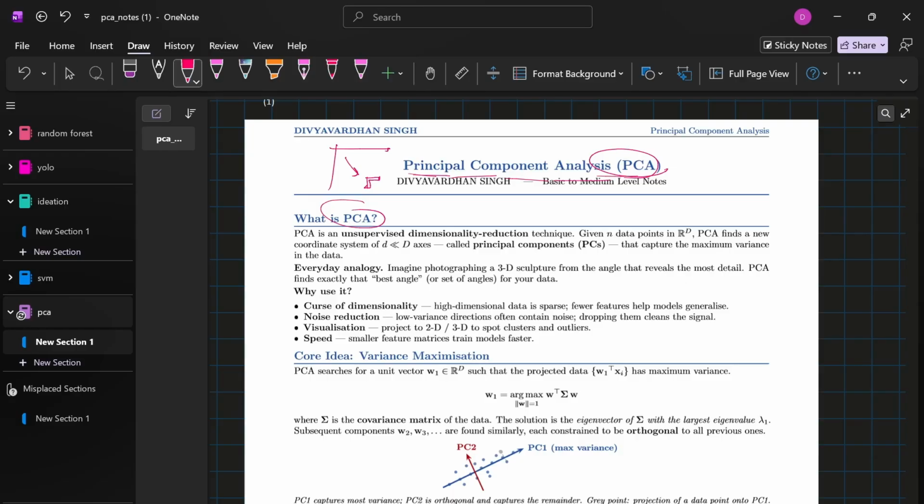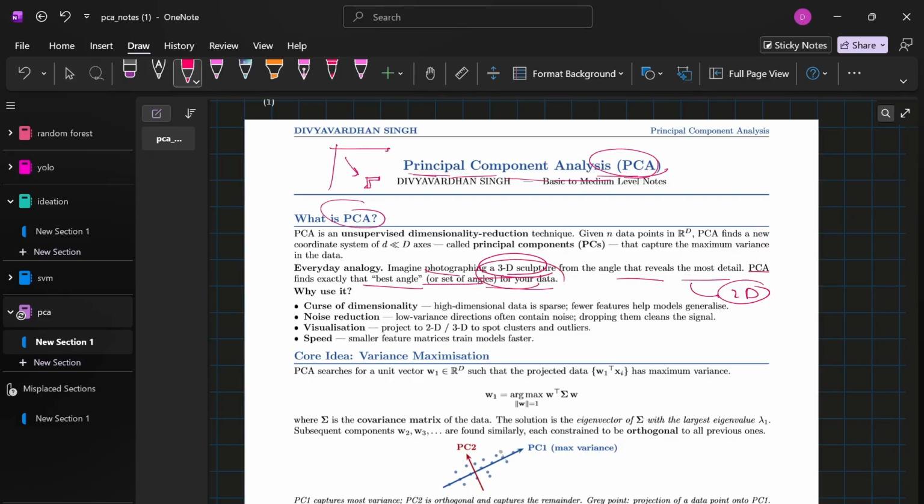Now, here's a really fun way to understand this. Imagine you have a 3D sculpture and you want to take a photograph of it. You'll naturally choose the angle that shows the most detail, right? PCA does exactly the same. It finds the best angle to look at your data so that it captures the maximum information.